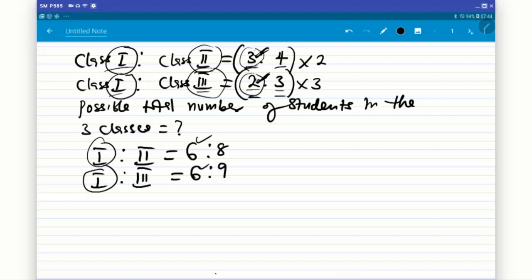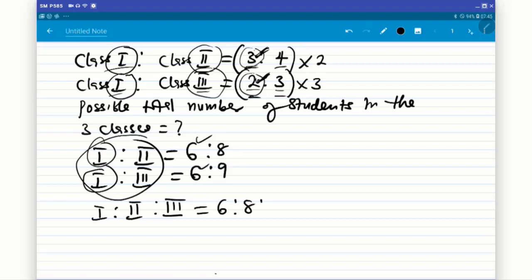So now we can combine these three classes as a single ratio. That will give us 1 ratio 2 ratio 3, and that will now be 6 ratio 8 ratio 9. So what does that mean? The ratio of class 1 to 2 to 3 is 6 to 8 to 9. So this is when we can now think about their numbers. As they were before, we couldn't do anything because we have to put them together first.